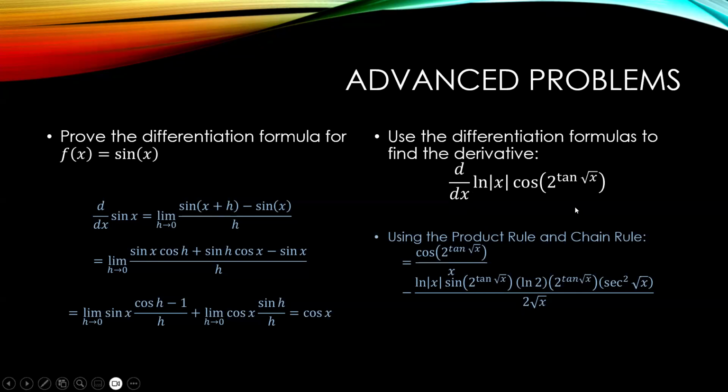This is a very complicated looking function. It's a natural log times the cosine of 2 to the tangent of square root of x. Well, by the time you finish calculus 1, you'll be able to take the derivative of it very, very quickly. And this is what the derivative looks like. It's a very long thing. It's cosine of 2 to the tan root x over x minus all of this stuff. And so it looks very, very complicated. But with the tools of calculus 1, it's not terrible.